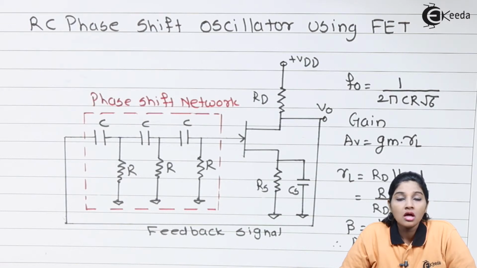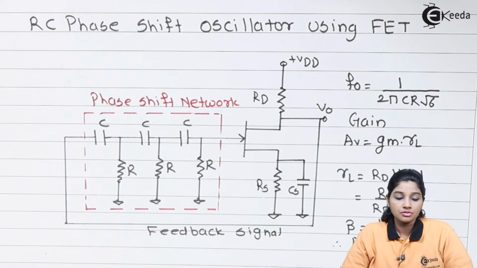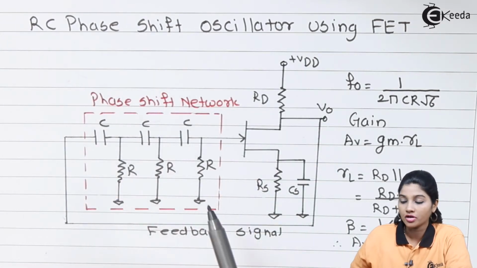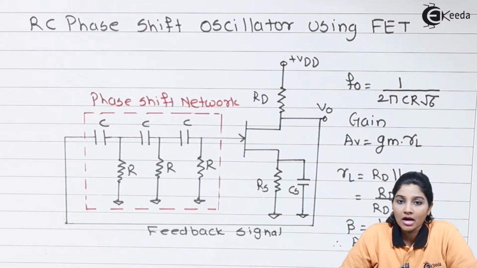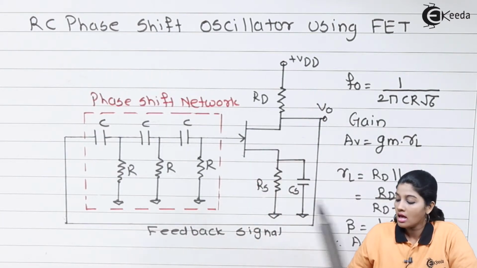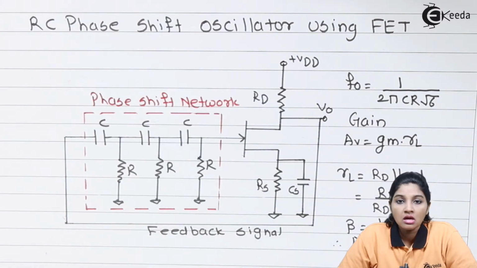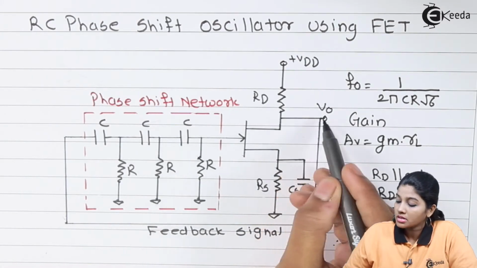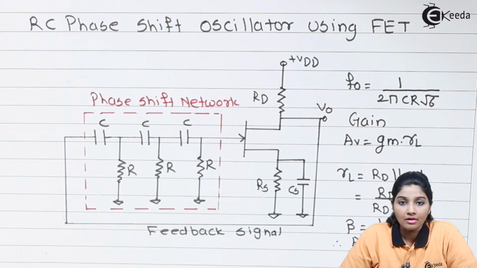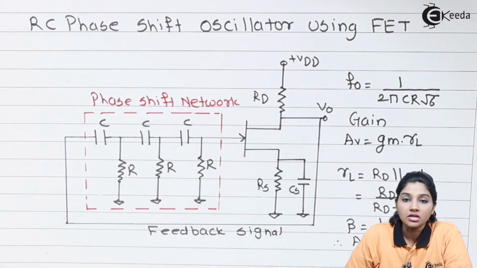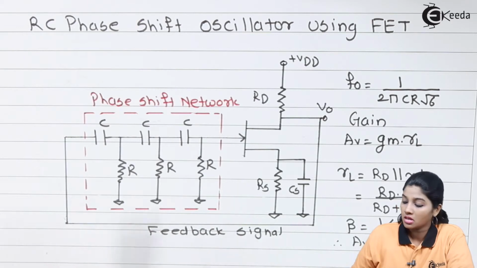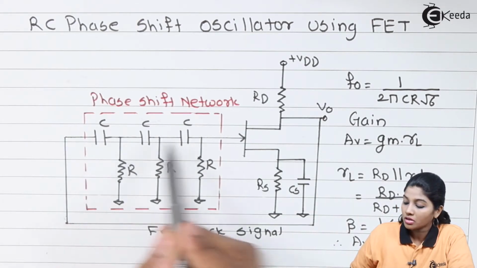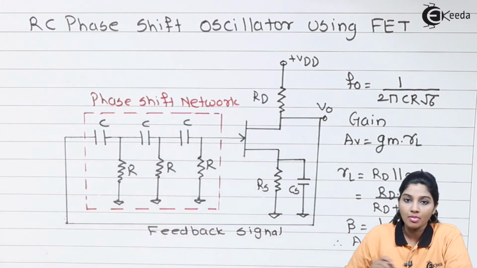Now let's see the circuit diagram first. In the circuit of the RC phase shift network, FET is used. The method of biasing used here is the self-bias method, and the biasing is provided by using drain resistance RD and source resistance RS. The output is taken from the drain terminal. The output of the FET is nothing but the amplified signal, but having a phase shift of 180 degrees. This signal is applied to the gate of the FET through a feedback network.